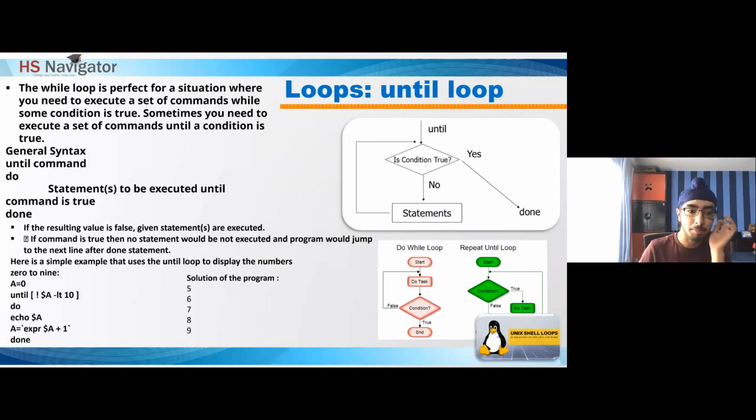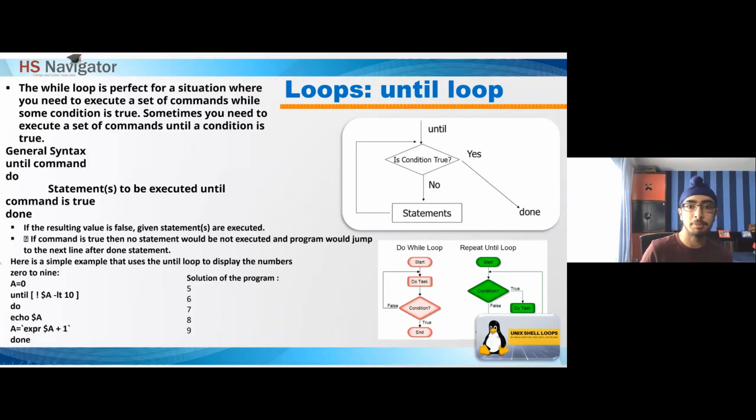If the resulting value is false, then the given statements are executed. So an until loop only runs while that statement is false, whereas while loops run while a statement is true. That's a big difference. An until loop runs until that expression is true, but while loops run until that expression is false. So they're basically the opposites of each other.